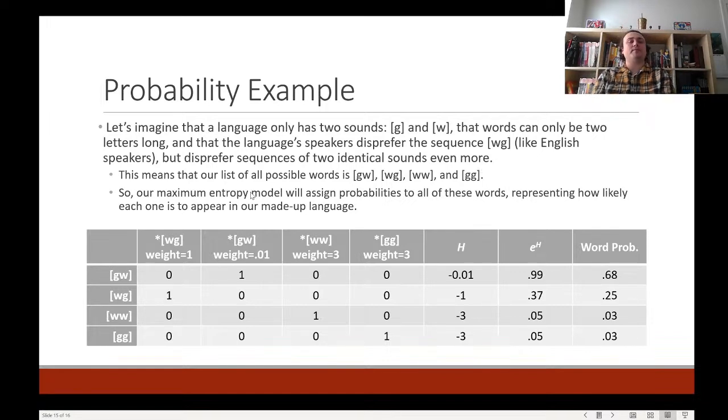So our maximum entropy model is going to assign probabilities to all of these words, representing how likely each one is to appear in our made-up language, right? That's what maximum entropy grammars do for us.